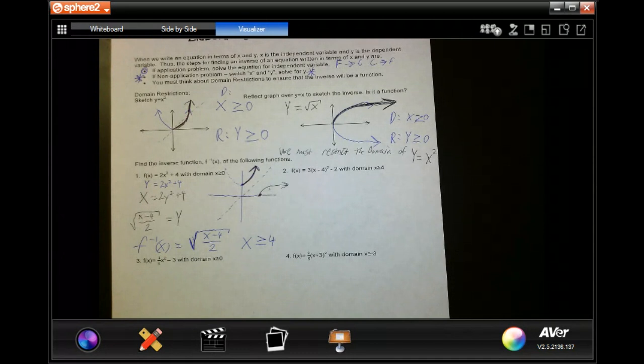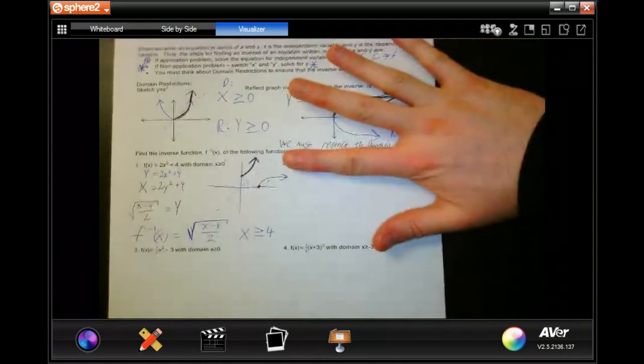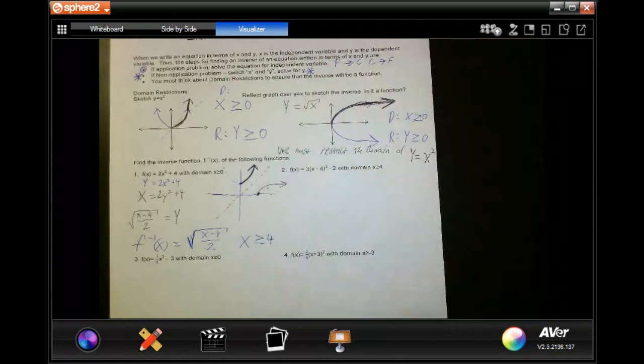Yeah, we're talking about problem one. No, it's not related to that, don't get confused. I'm not talking about this. This just happens to have a domain restriction on the original. We're talking about the inverse right here. Yeah, so let me write this here.